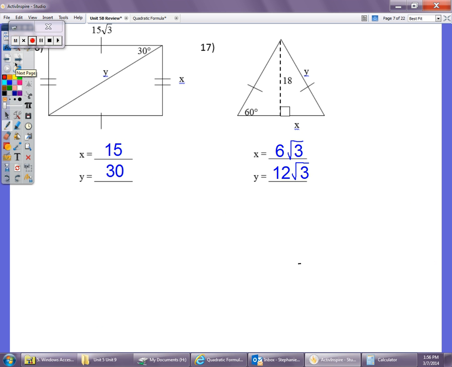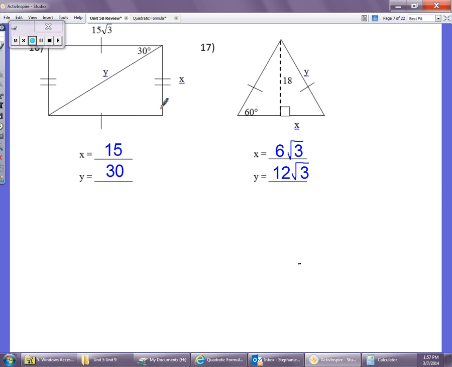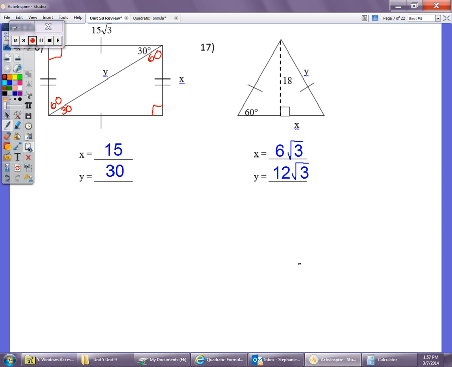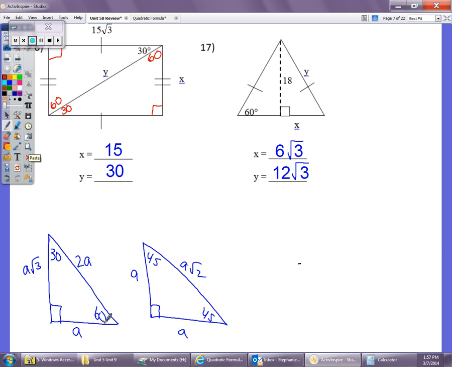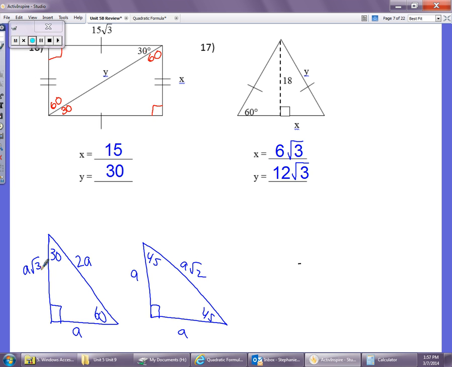Alright, here we have a rectangle. We know that it's a rectangle because opposite sides are parallel. And then we know that because that's 30 and this is a corner, then that's 90, meaning that we have, again, a 30, 60, 90 triangle. Now remember, opposite angles in a rectangle are equal because they're alternate interior. So now we have to remember these rules again. Okay, so across from 60 is a radical 3.